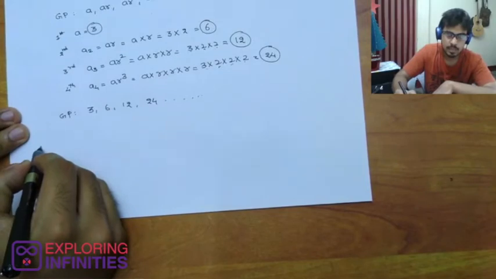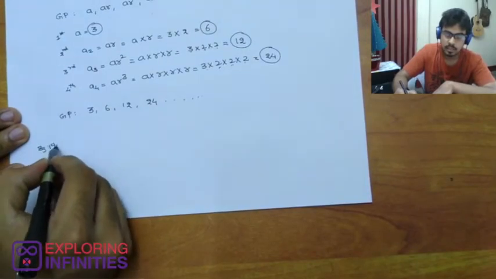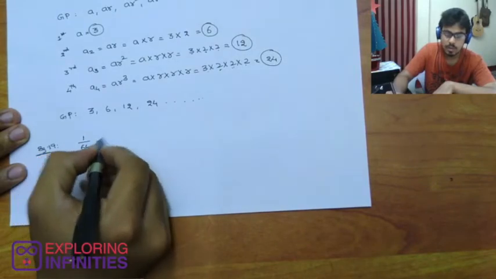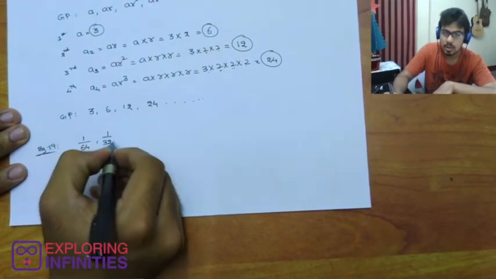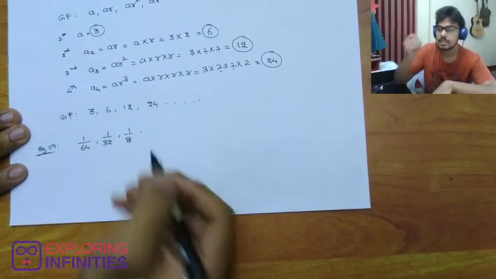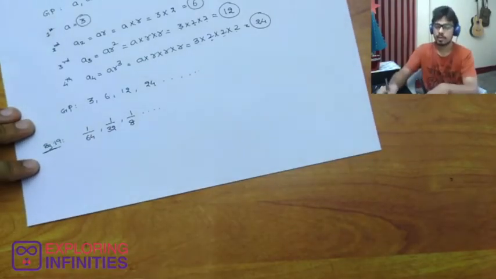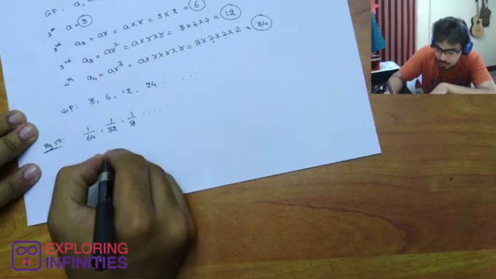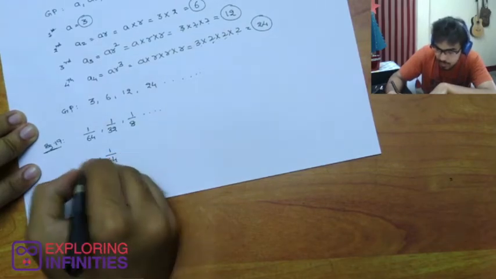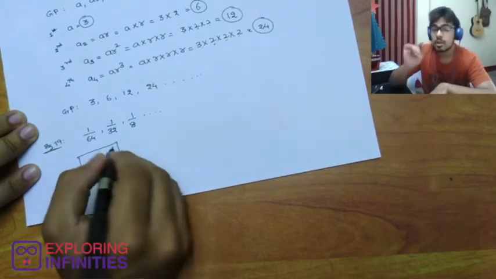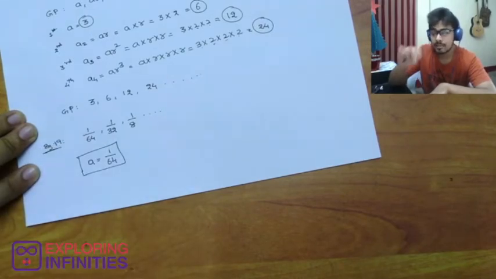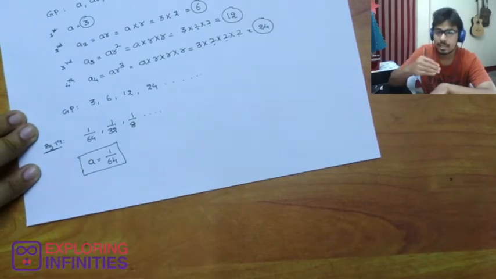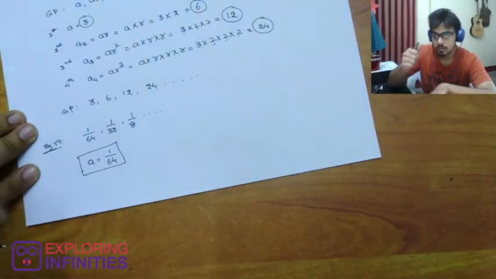This is example 19 in your textbooks. Example 19 is 1 by 64, 1 by 32, 1 by 8, and so on. So this is the progression given. Okay, simply what are the observations? First term a is equal to 1 by 64. Alright. Now if common ratio r is same for first two terms and next two terms, then it is evident that the progression is geometric, right?